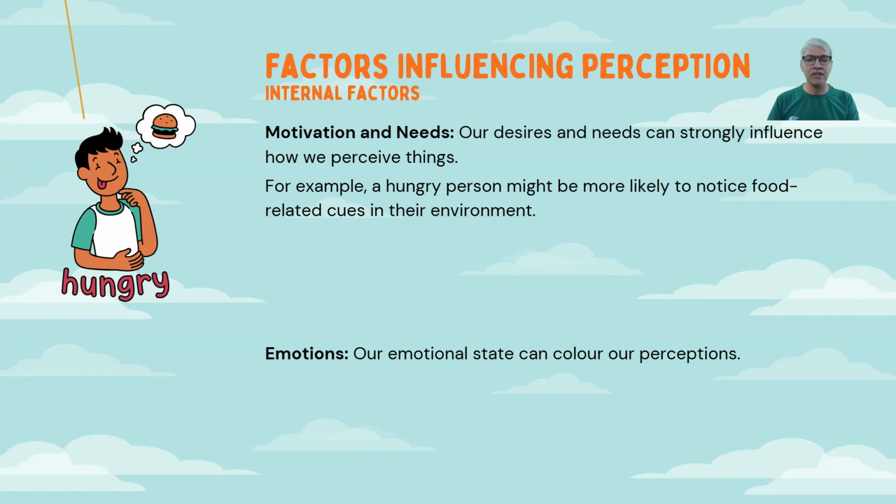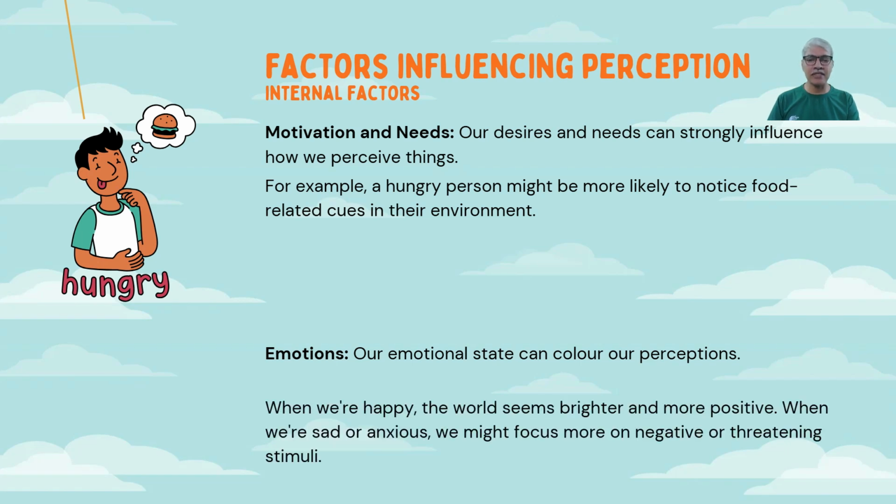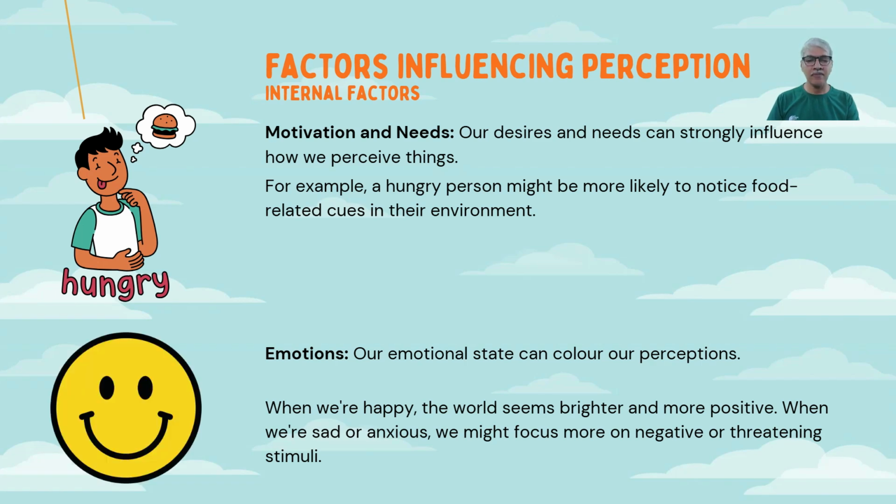Emotions. Our emotional state can color our perceptions. When we are happy, the world seems brighter and more positive. When we are sad or anxious, we might focus on negative or threatening stimuli.